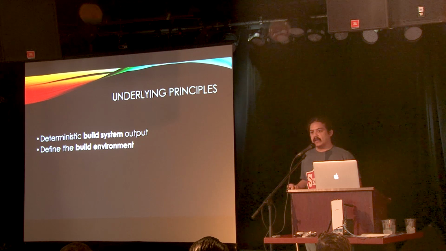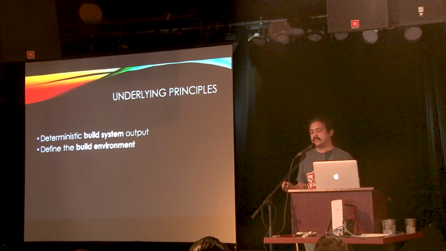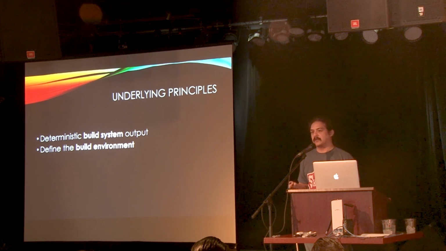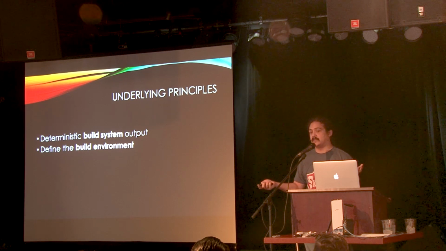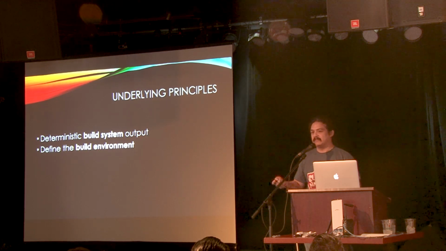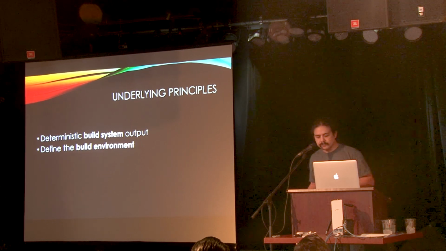Secondly, we need to define the build environment. Not only does the build environment need to be deterministic, it needs to be described and something we can communicate to other people. It's something that other people can look at and go, this is the software they're using. This is the version of the tools they're using. And thus, we remove that barrier of what the hell are they using to build this in the first place? What version of GCC was it?